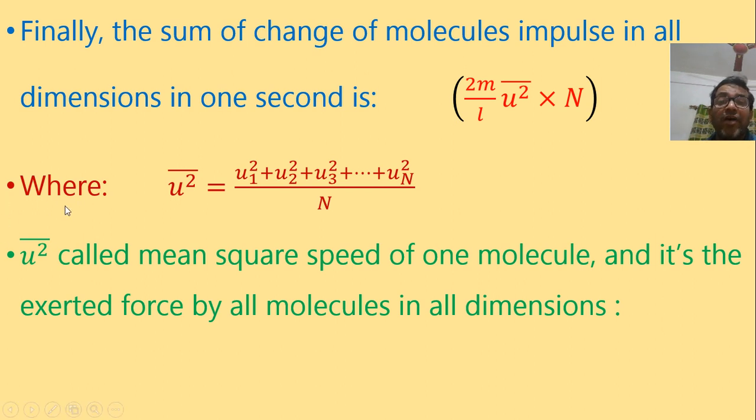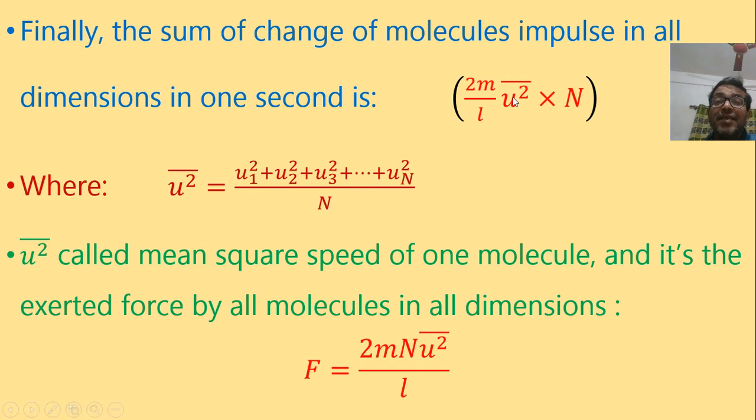So it is called the mean square speed of one molecule, and the force exerted by all molecules in all dimensions comes out as 2 m N u bar square by L. So why are we taking u square bar? This is basically the mean square speed. Mean square speed means we have to square u1, u2, u3 up to un, then take the sum of these squares and divide by n. That's why it is called the mean square speed, right?